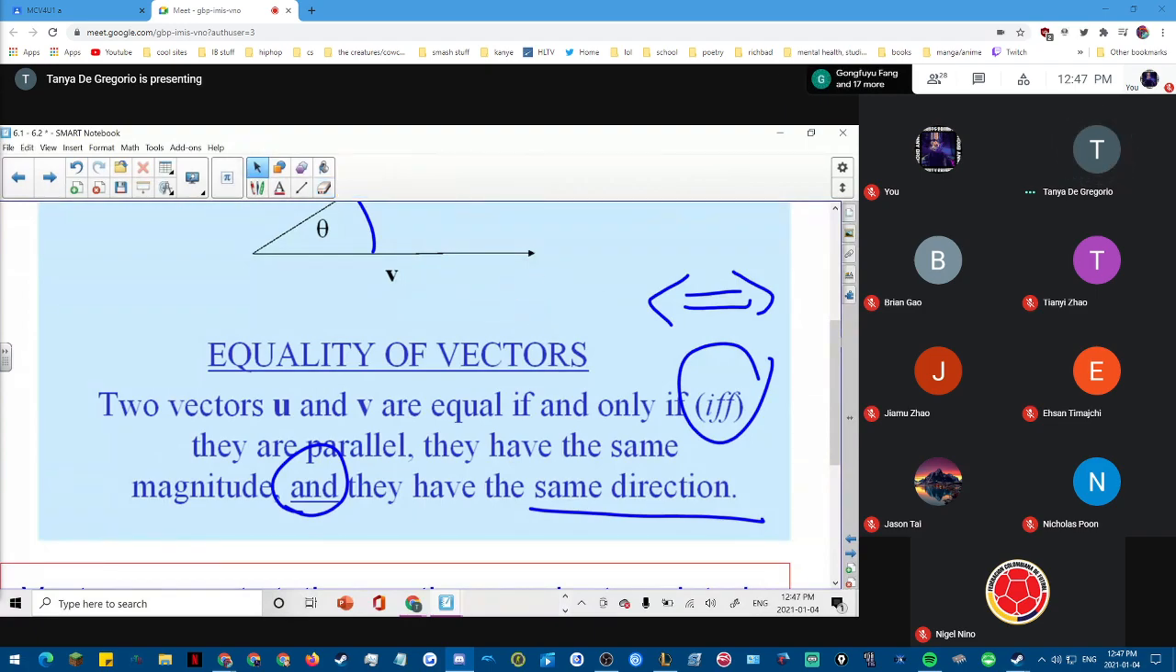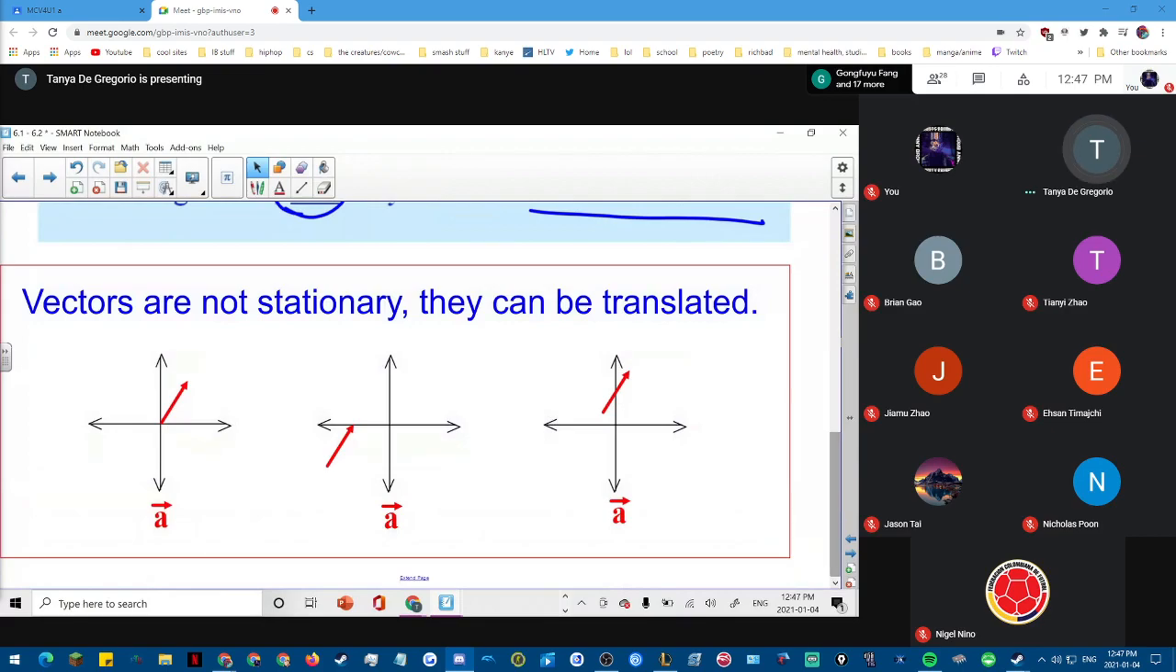Cool? Cool. Okay, vectors are not stationary. What does that mean? It means we can translate them anywhere. We can move them anywhere. So to understand how to draw them, we're always going to have them at the origin here, but then we can displace them wherever we want. So this is vector A, and so is this, and so is this. And they're equal because they're parallel, they have the same magnitude, and they have the same direction. It doesn't matter that we are not positioned in the same place.